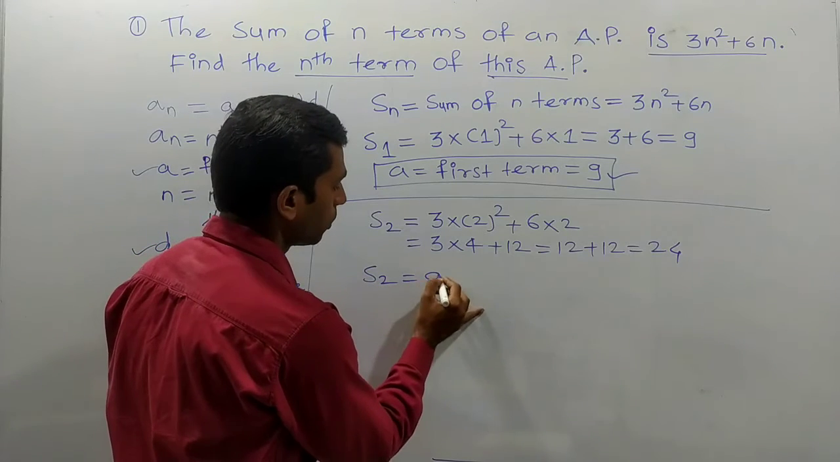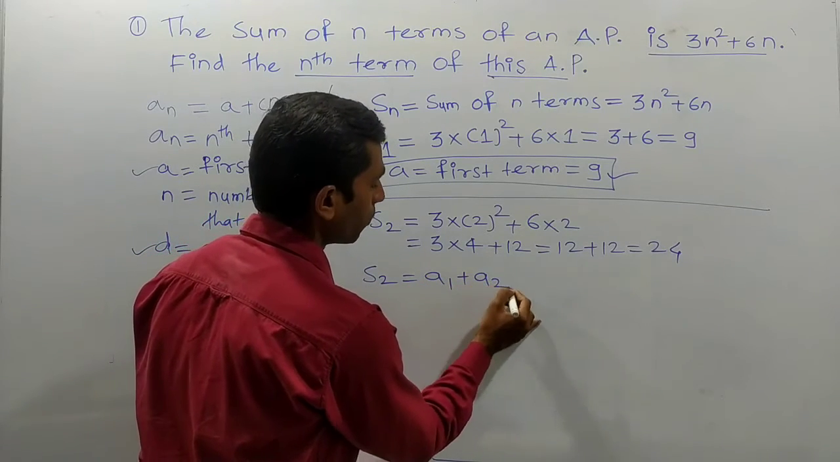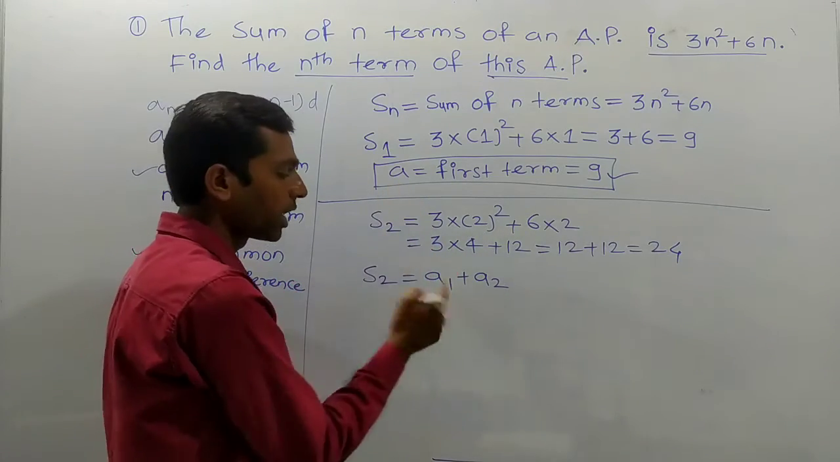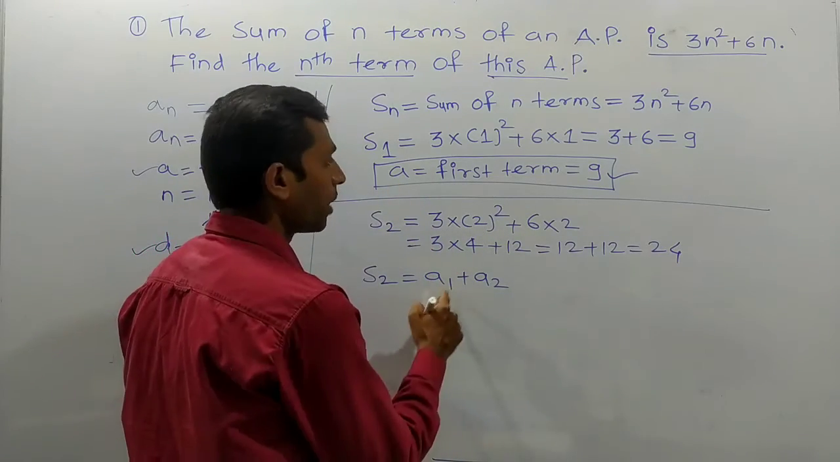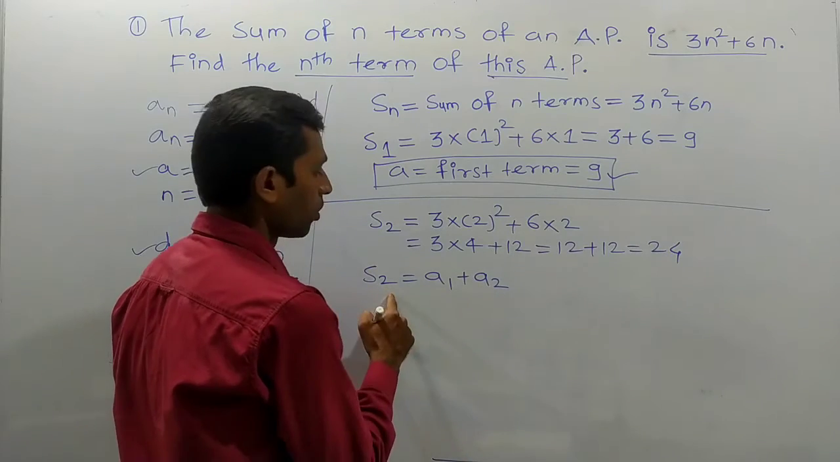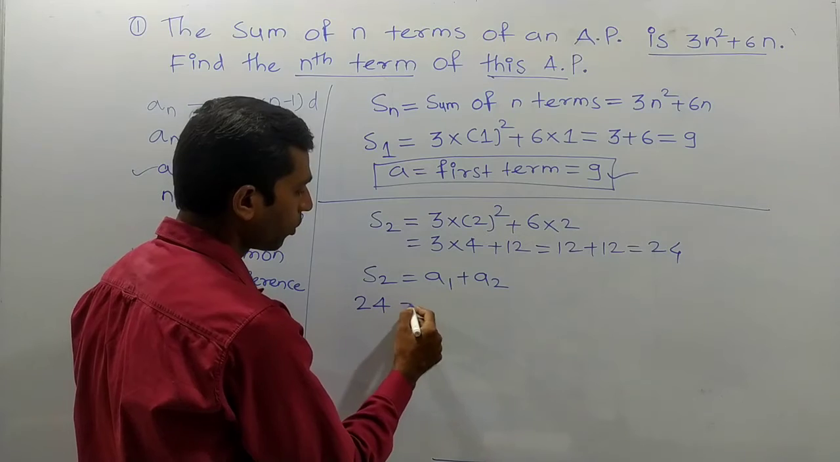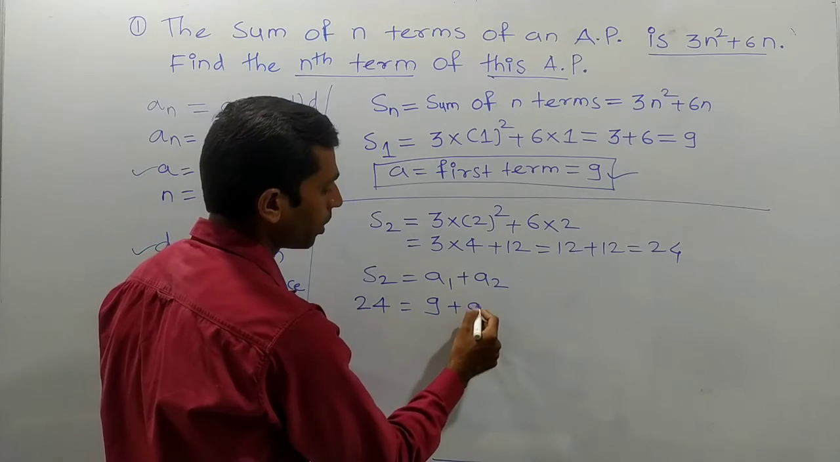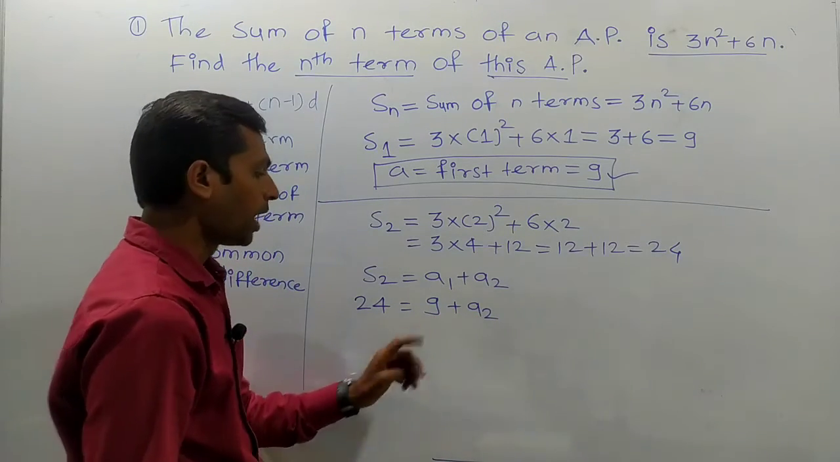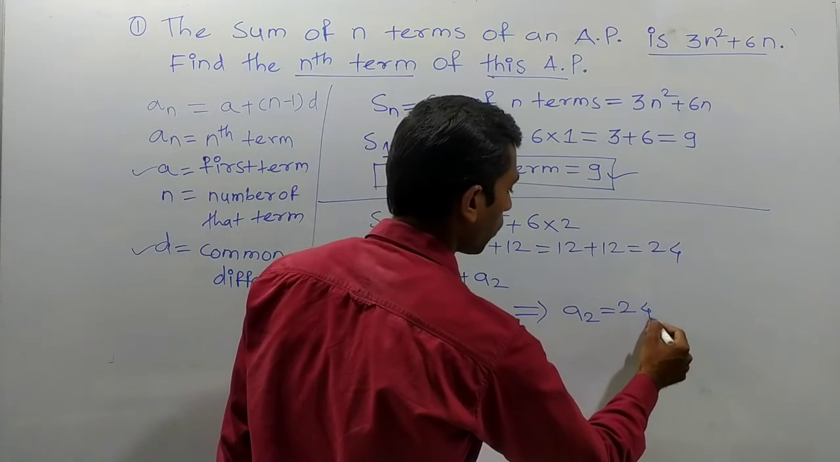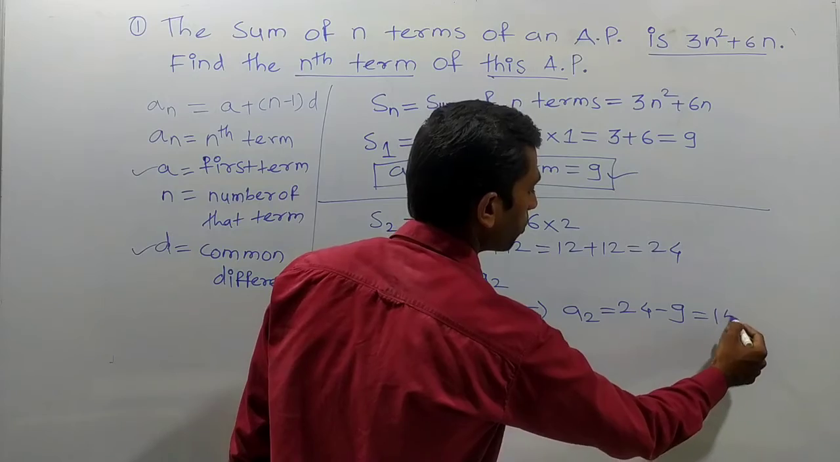So S2 is equal to a1 plus a2. What is a1? a1 is your first term, that is a, or a1, the same. So a1 is equal to 9, and S2 is equal to 24. I put the values in the formula: 24 is equal to 9 plus a2. So I will get a2. a2 is equal to 24 minus 9, that means 15.